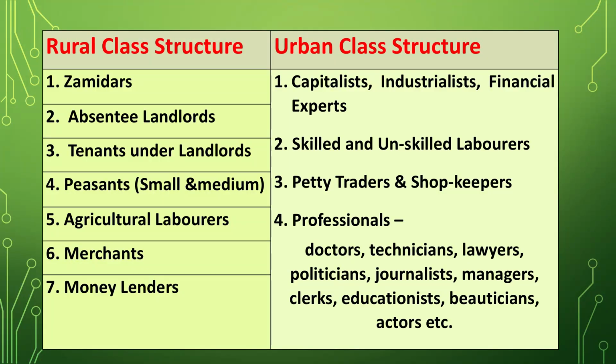And then come tenants under landlords. When we speak about landlords, that means someone who occupies a large acreage of land, and there are many tenants working under the landlords, who show their allegiance to the landlords. Then come the peasants or the small farmers. So we may speak about medium-range farmers or small-range farmers.